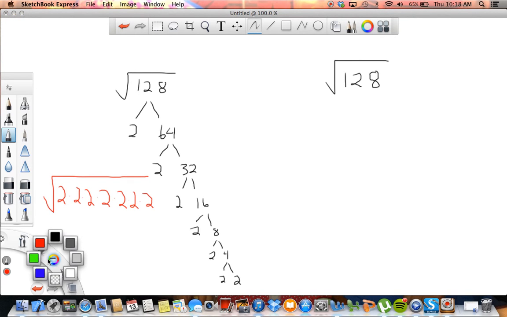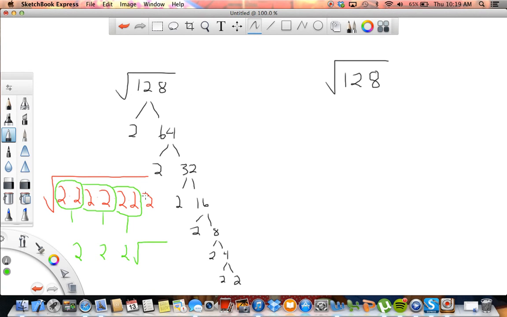And just like we did in the last problem, we're going to start circling off our pairs. So I have a pair of 2's right here. I have a pair of 2's right here. And I have a pair of 2's right here. Now, every single time I have a pair of 2's, I'm going to bring that out to the outside, but I'm only going to write down that number one time. So that pair comes out one time. This pair comes out one time. This pair comes out one time. Then we have the square root, and whatever is left over goes underneath. Whatever is not paired up goes underneath.